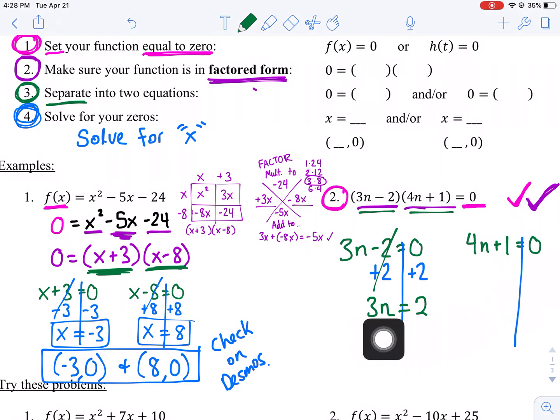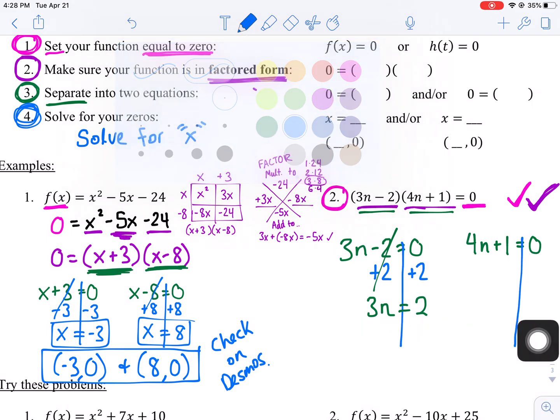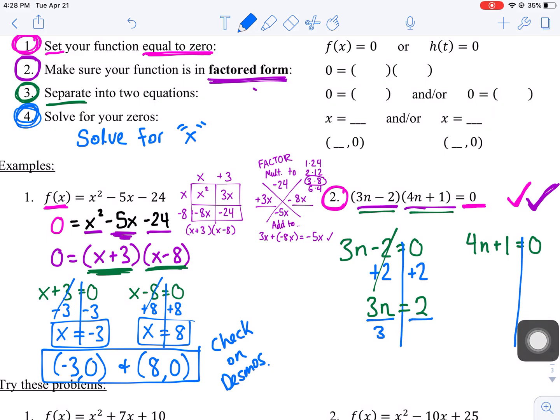The opposite of multiplying by 3 is dividing by 3. So I'm going to divide both sides by 3. 3 divided by 3 is 1n. And we can just leave this as a fraction, 2/3. So for this example, our root is at 2/3, comma 0.